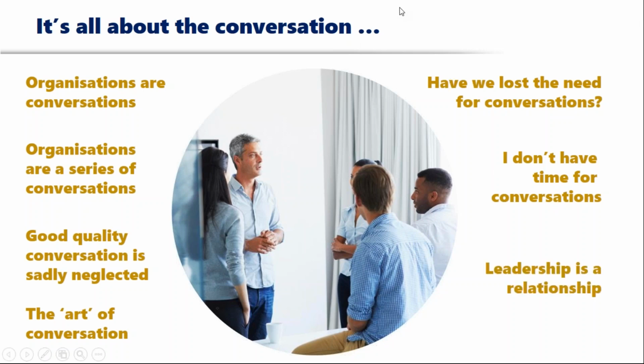Kouzes and Posner, who wrote a great book called Credibility, make an outstanding statement. They say that leadership is a relationship. And I love that. Leadership is a relationship. So if leadership is a relationship, in other words, you can't lead anyone unless you've got a trusting, working relationship with them. If they argue that leadership is a relationship, then my argument would be to them, how do you have a relationship?